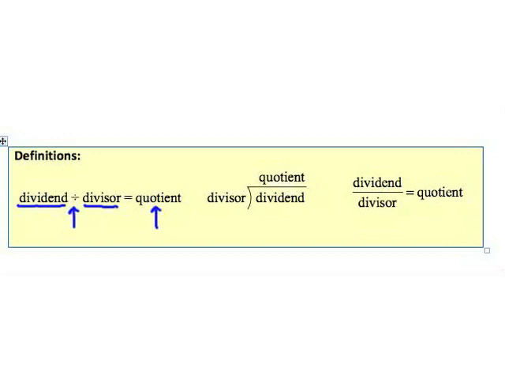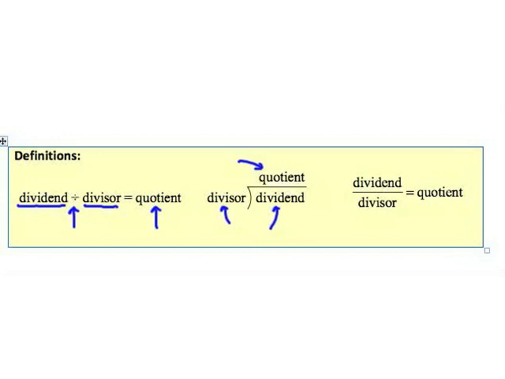Okay, the next format, the number that's getting divided in the long division symbol goes inside the division box. That's the dividend. The number that's doing the dividing goes out front. That's the divisor. And our answer, which goes on top of the long division box, is the quotient.